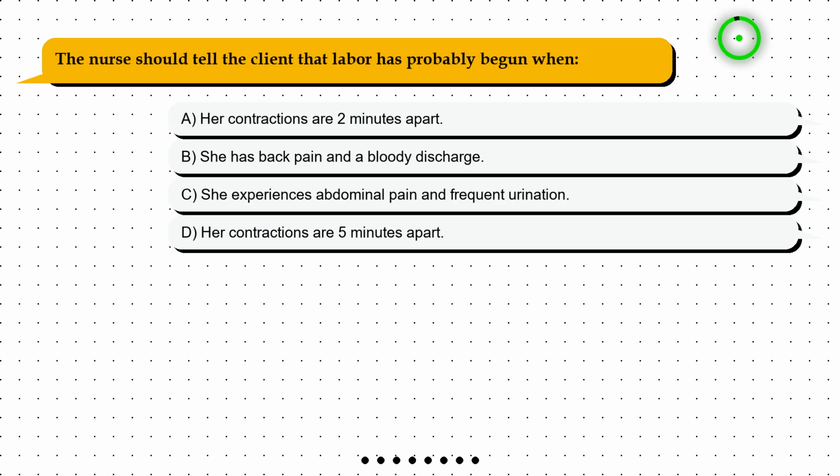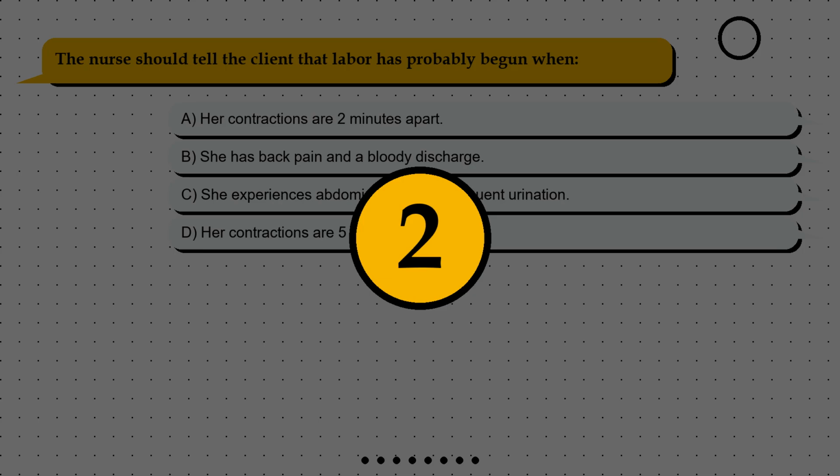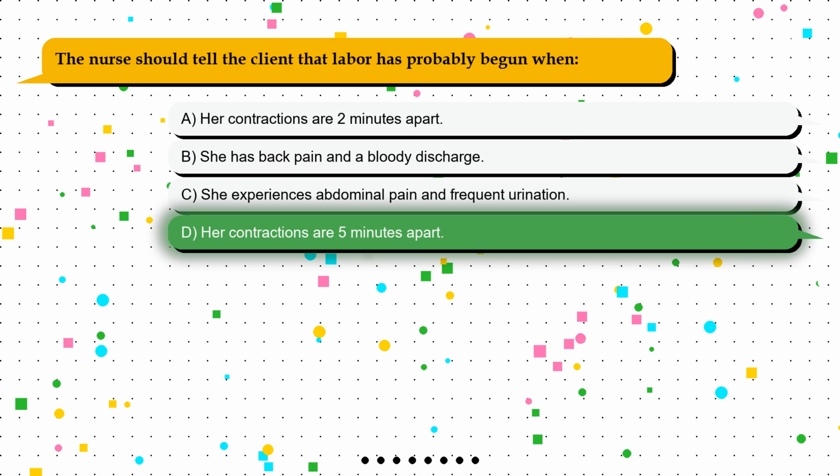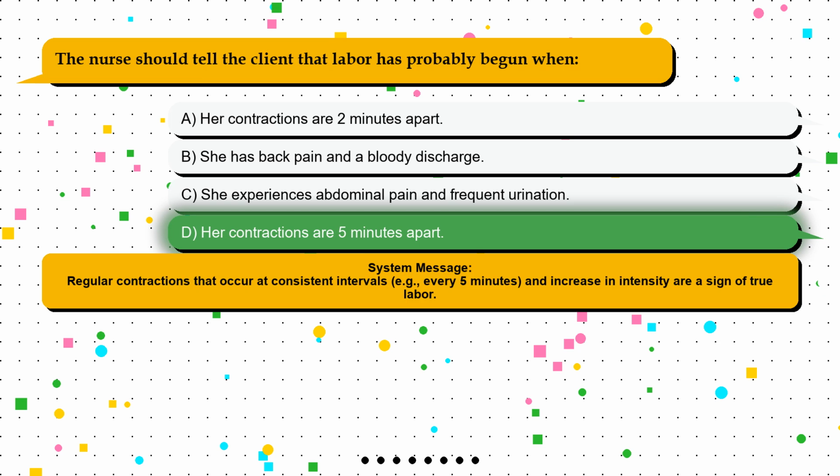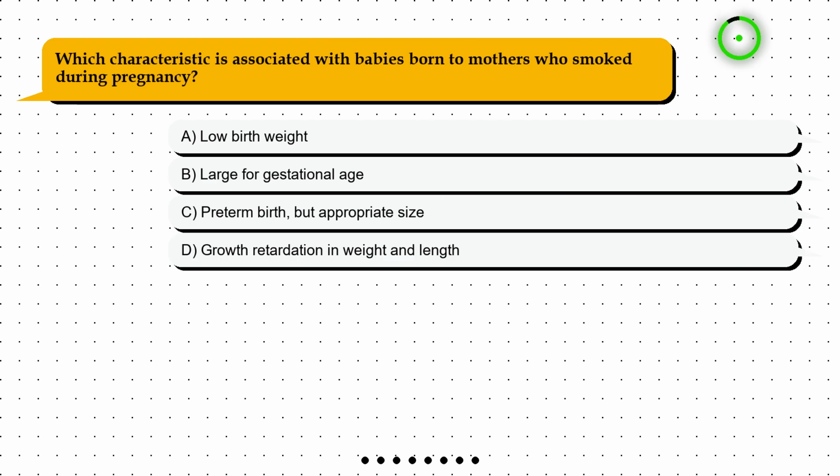Question 6. The nurse should tell the client that labor has probably begun when: Option A, her contractions are 2 minutes apart. Option B, she has back pain and a bloody discharge. Option C, she experiences abdominal pain and frequent urination. Option D, her contractions are 5 minutes apart. The correct answer is option D, her contractions are 5 minutes apart. Regular contractions that occur at consistent intervals, for example every 5 minutes, with an increase in intensity, are a sign of true labor.